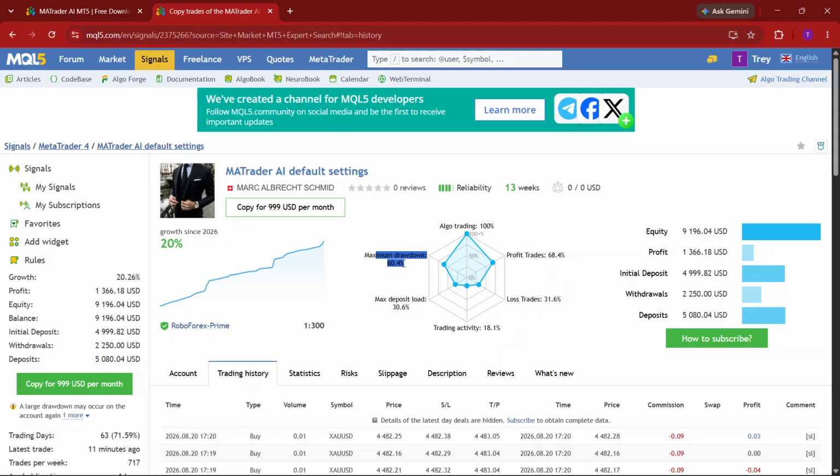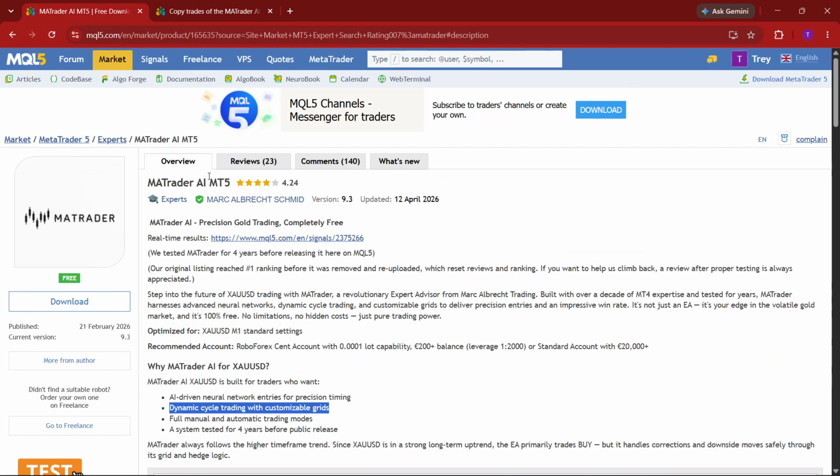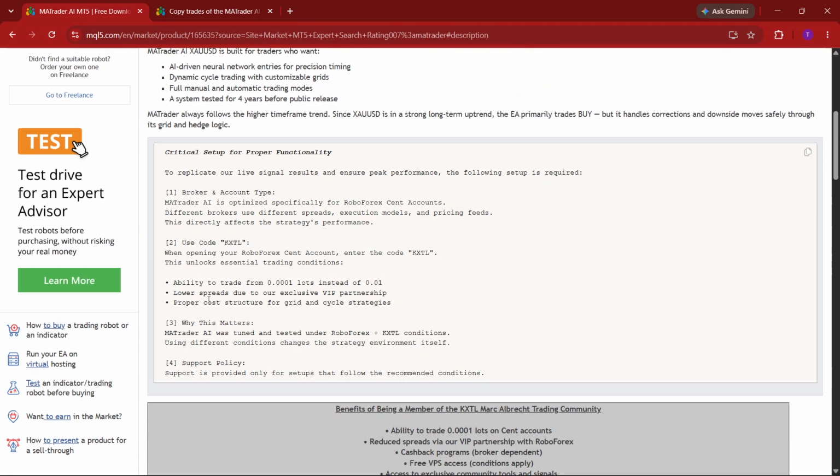They stress that to match those results, you need a RoboForex Cent account using the KXTL code, so you can trade micro lots down to 0.0001 and get tighter spreads. Bit of a restriction if you ask me. And so that's your critical setup for proper functionality.